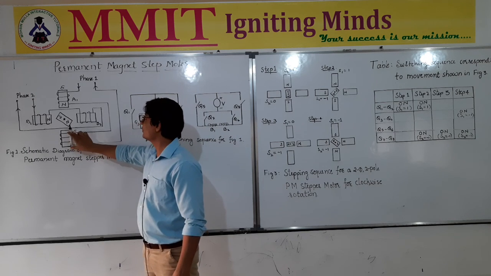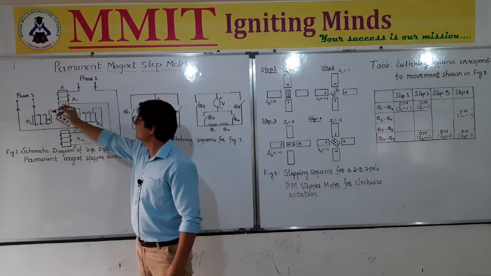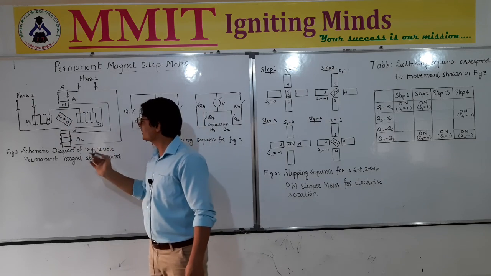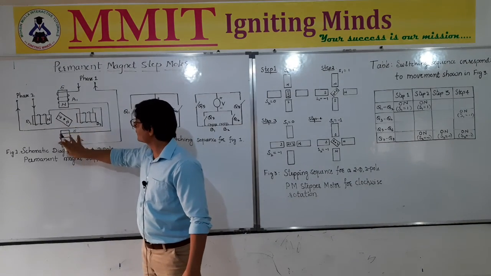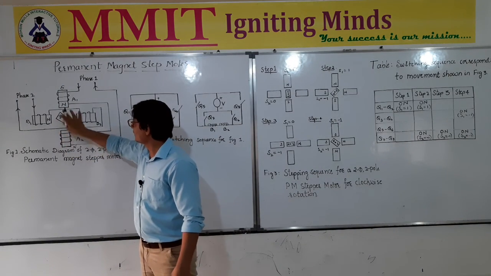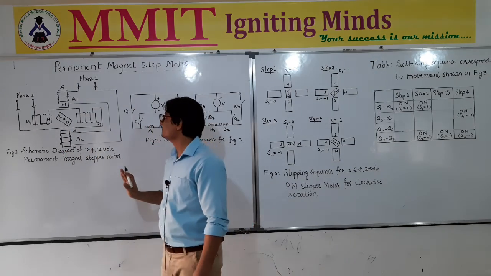But as only one side of that electromagnet is being used in the working principle, therefore only one pole is considered here, either this pole or upper north and lower south pole only are being considered.